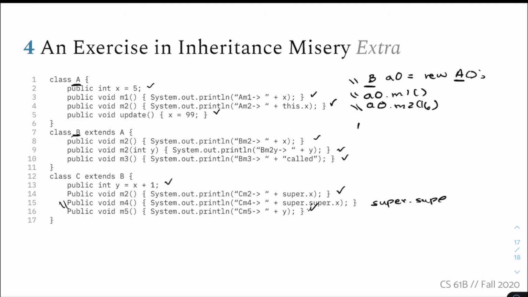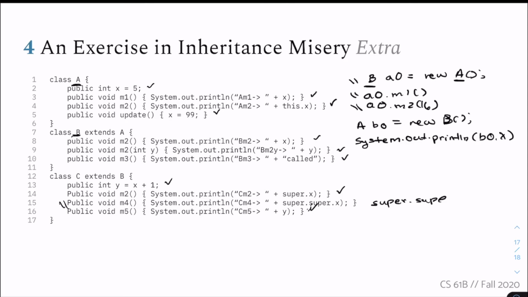Now we get to A B0 equals new B. And this line is perfectly fine because all B's are A's, so you can put any B into an A box. Next we go to System.out.print B0.x. And so this prints out whatever is stored in B0.x.